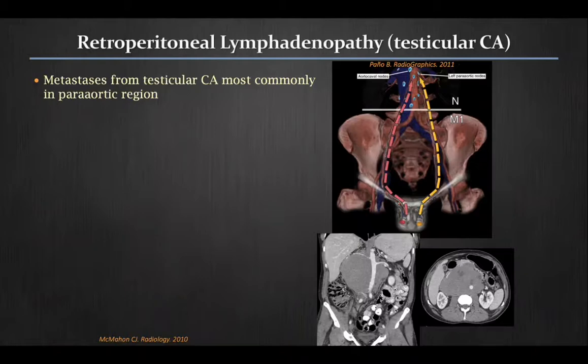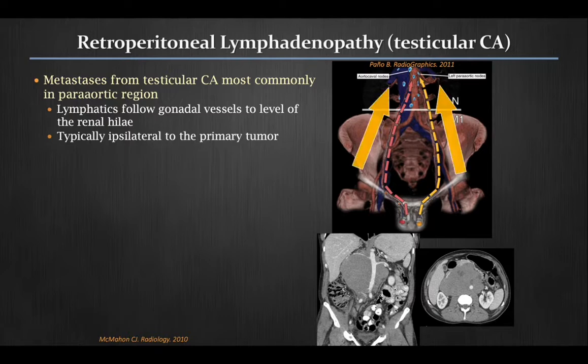And this is a common question that you'll see on exams and in real life, and this is because of how the testes drain. So the metastatic disease from testicular cancer most commonly involves the para-aortic lymph nodes, and that's because the lymphatics follow the gonadal vessels to the level of the renal hila, and the enlarged lymph nodes are typically ipsilateral to the primary tumor. So in this case, it was a right-sided tumor.